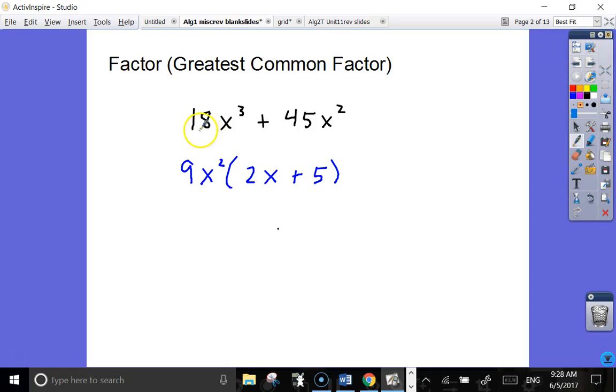You look and see what is the biggest number that would divide into 18 and 45. And you have to know your multiplication tables. I mean, there's not much else. And then you divide, essentially you take whatever's here, 9x squared, and you divide it from 18x to the third to get 2x. And 45x squared divided by 9x squared is 5.